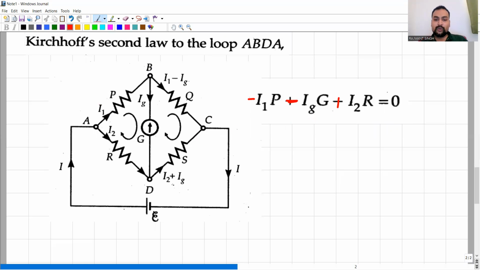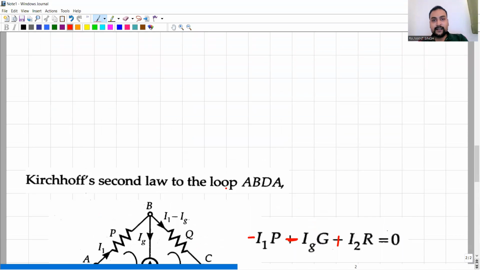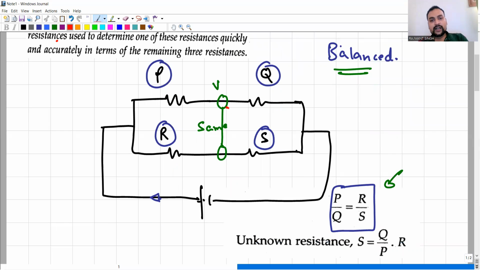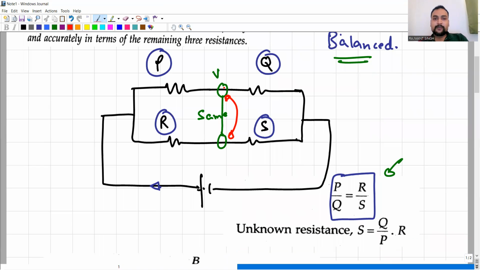So these are the two loop equations that you have written. Now, when you combine these two loop equations, you will find that in the balanced condition, we have just understood that the balanced condition of the Wheatstone bridge is the one where no current is going to flow between these two points. That means the potential of these two points should be the same. That's the balanced Wheatstone condition.